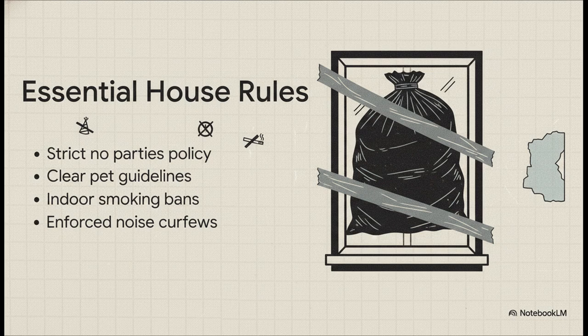You've got to establish crystal clear expectations up front, which is exactly why your listing needs rock-solid house rules. You must explicitly address the big ones: no parties, strict pet policies, smoking bans, precise checkout times, and noise curfews. To really hit the nail on the head as to why this matters, there's this wild cautionary tale from our sources.